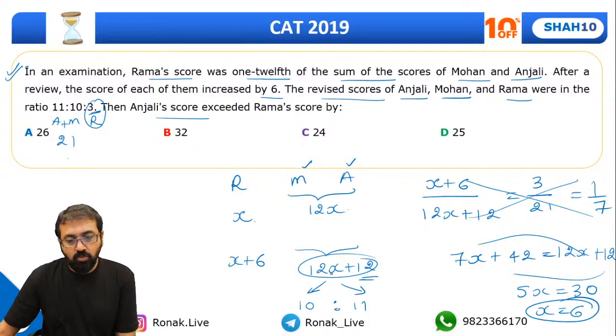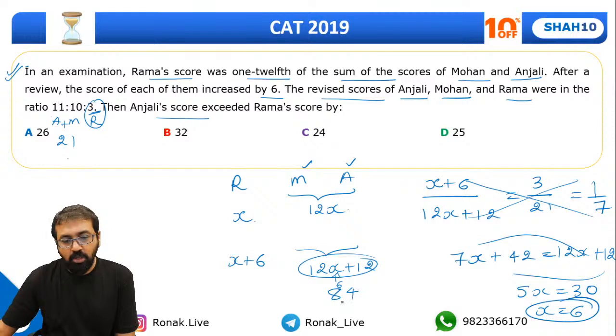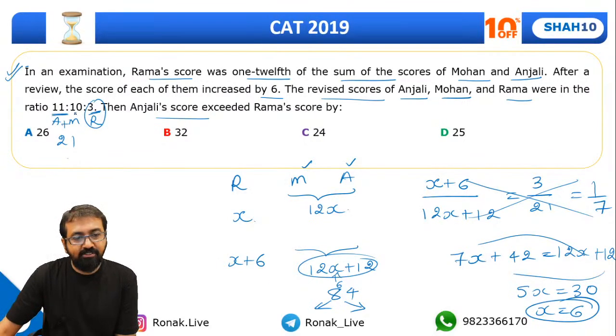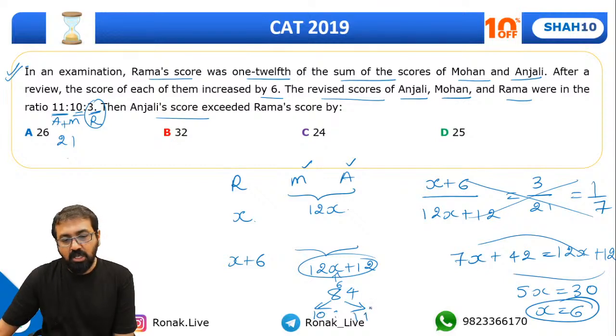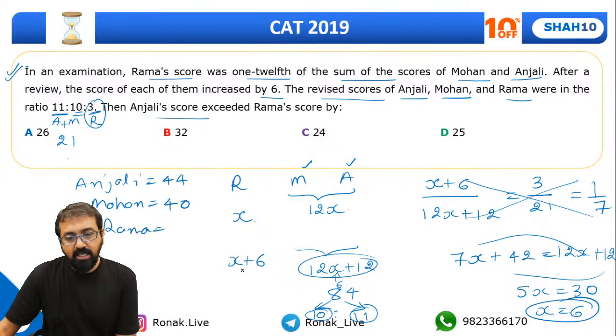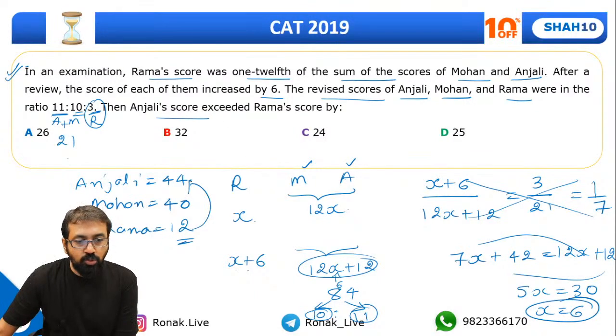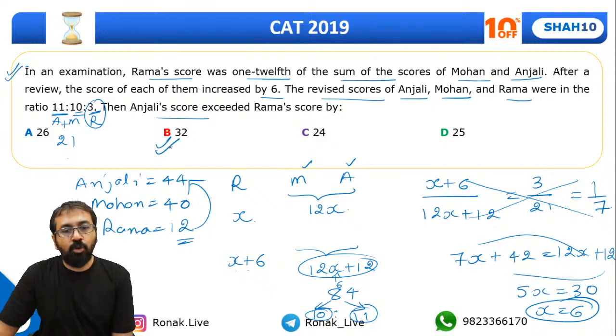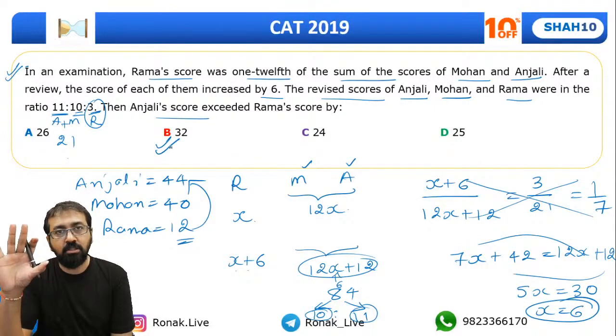So x is 6. Let's solve it here: the combined score will be 12 into 6, putting 6 instead of x, 72 plus 12, 84. Divide 84 in the ratio 11:10, because Anjali is 11 and Mohan is 10. It comes out to be 44 and 40. So Anjali's score is 44, Mohan's score is 40, and Rama's score is x plus 6, that is 12. So Anjali's score exceeds Rama's score by 32. Guys, have you all understood this, or do you want me to explain again? Did you get this part?